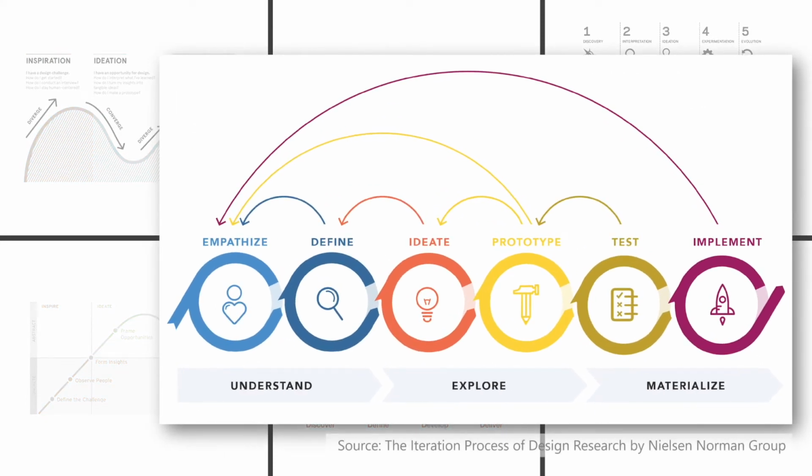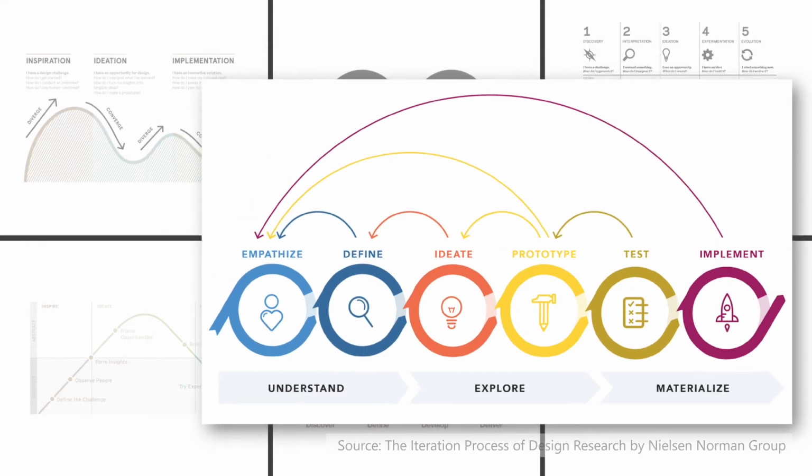Nielsen-Norman Group's depiction showcases the iteration process of design research. It is often necessary to do the same activities within the phase multiple times to arrive at the outcome needed to move forward.